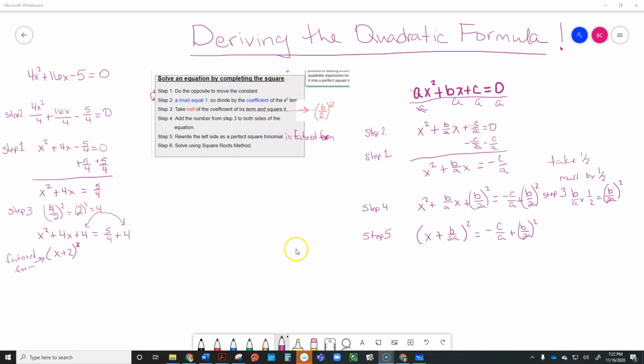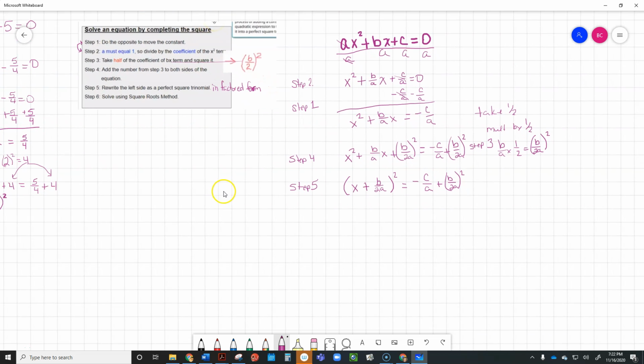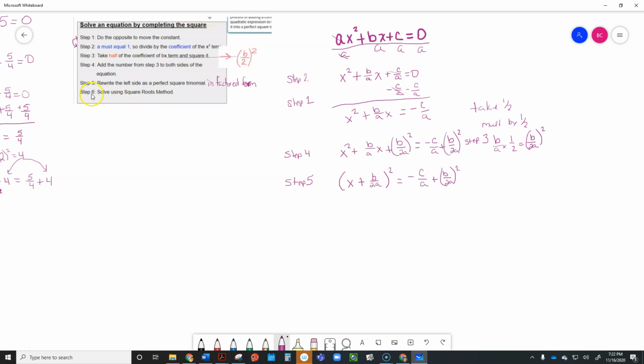Okay, so this thing is ugly enough as it is. So I'm wanting to do step number 6, which means I want to solve by using the square roots method. I really want to get this side right here in a little bit prettier shape. Because these are two numbers that need to be combined, I want to combine them. So what I'm going to do first is I'm going to do what I can. And what I can do is I can square that.